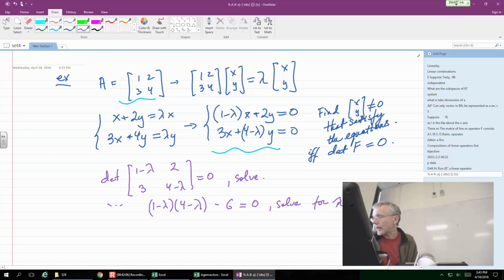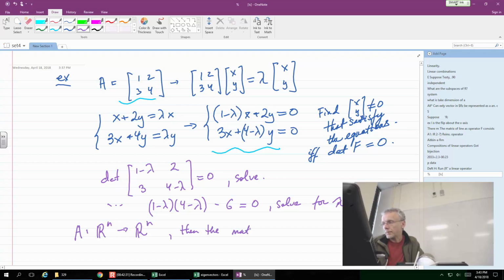So before doing examples like that, let me repeat this analysis that we just had. Dimension n, so A is from Rn to Rn. Then the matrix equation Ax is equal to lambda x is equivalent to another, which we just did.